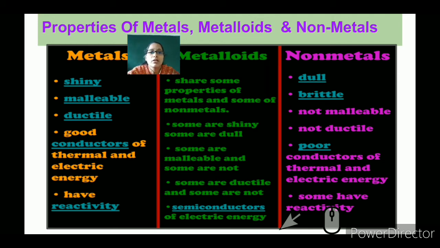Let's understand metalloids. Metalloids might have the properties of both metals and non-metals. They can be shiny or dull. They can be malleable or not malleable, and ductile or not. It is almost a combination of the characteristics of metals and non-metals. They are almost semiconductors in nature for the conductivity of electricity.